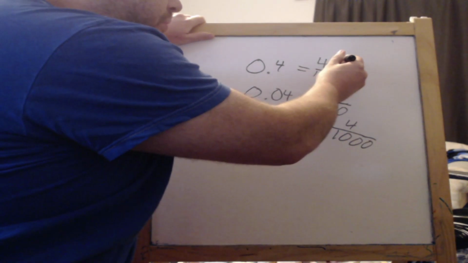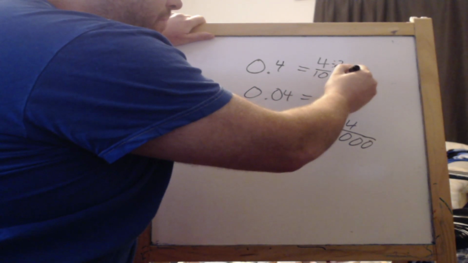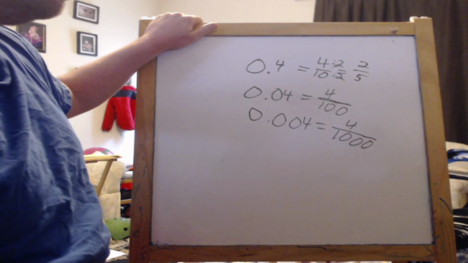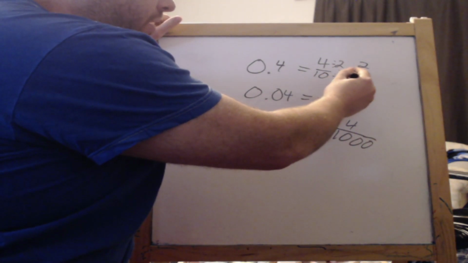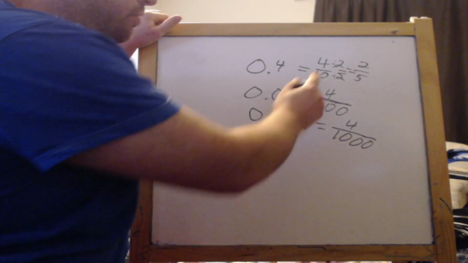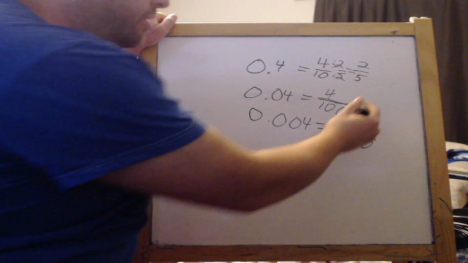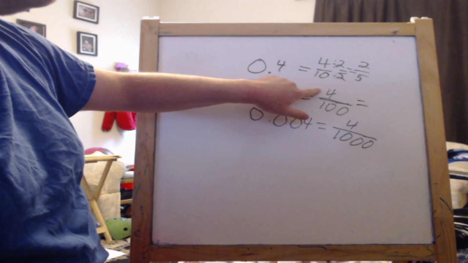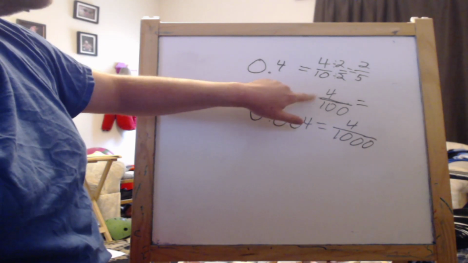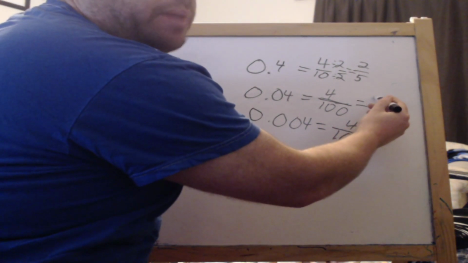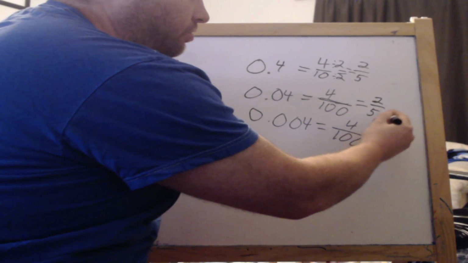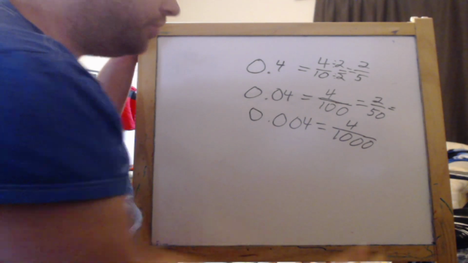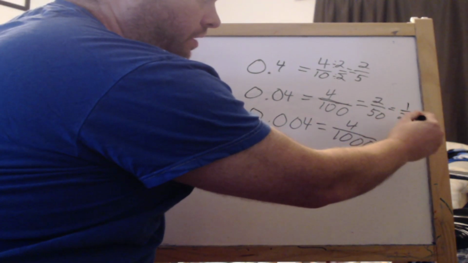So if I divide both top and bottom by 2, 4/10 becomes 2/5. Okay? 4 divided by 2 is 2, 10 divided by 2 is 5. I could do the same thing with this one and divide by 2, and I would get 2/50. And again, they're both even, and I would get 1/25.